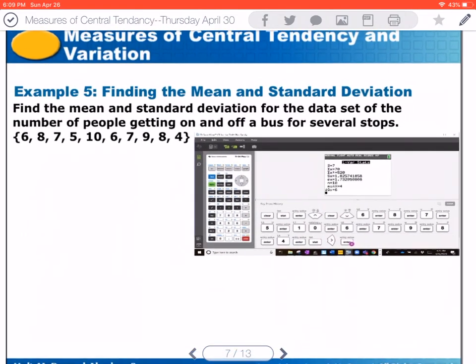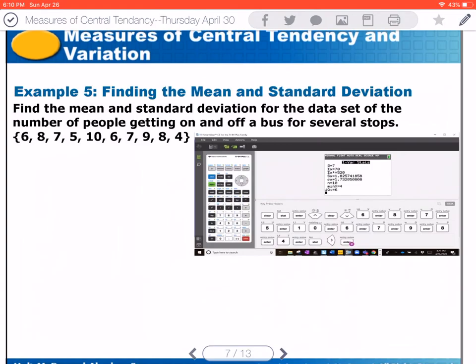All right, so example number 5, we want to find the mean and the standard deviation for the data set of the number of people getting on and off a bus for several stops. Looking at this, we want to hit clear, stat, enter, go up, and clear out your L1, and then we want to start building our list. So input 6, enter, 8, enter, 7, enter, 5, enter, 10, enter, 6, enter, 7, enter, 9, enter, 8, enter, 4, enter.